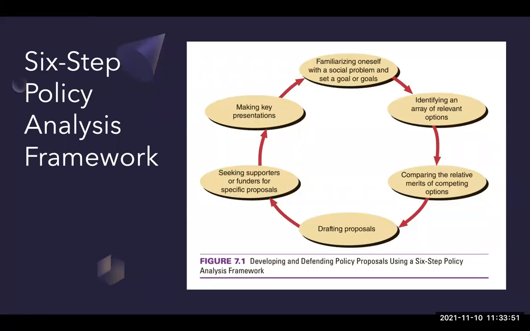Chapter 7 talks about the 6-step policy analysis framework, which provides a framework to analyze social policies. The first step is to familiarize oneself with a social problem. The second one is to identify different options. Third step is to compare competing options. The fourth step is to draft proposals. Fifth step is to seek supporters and funders for proposals. And the sixth step is to make key presentations.